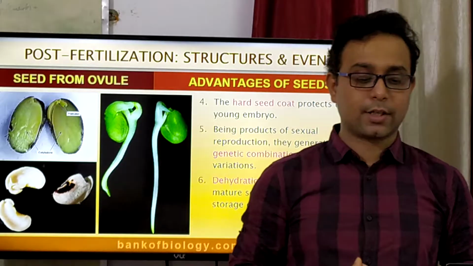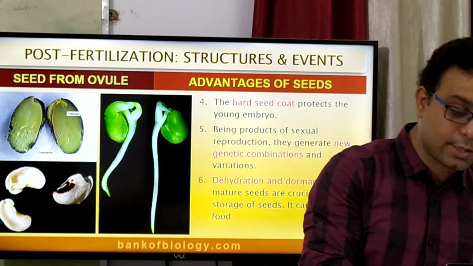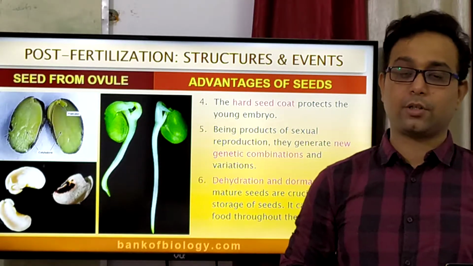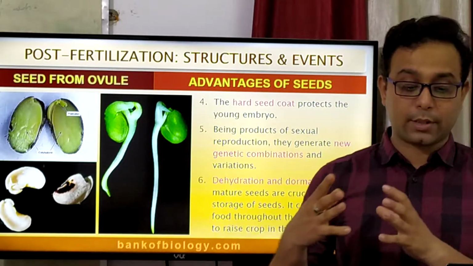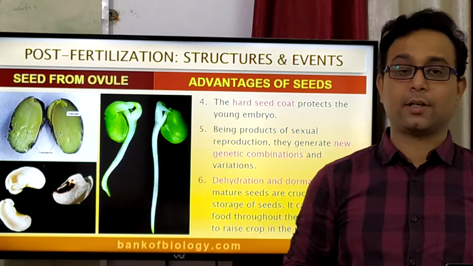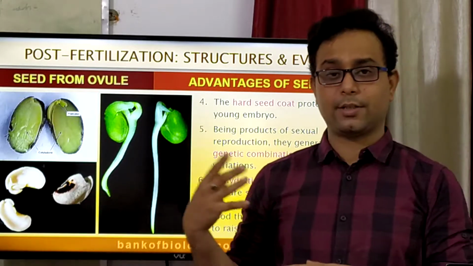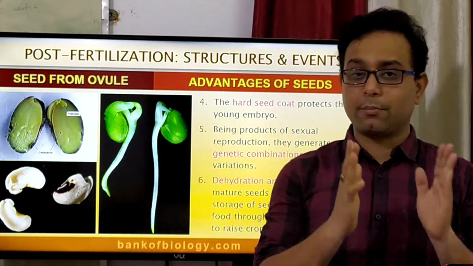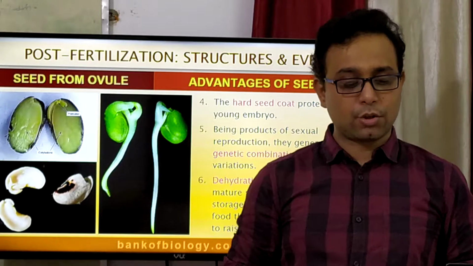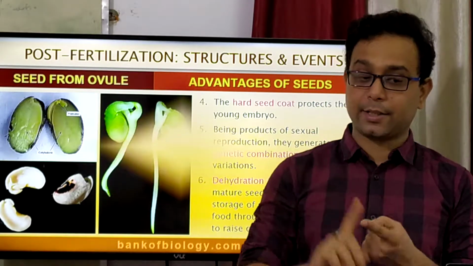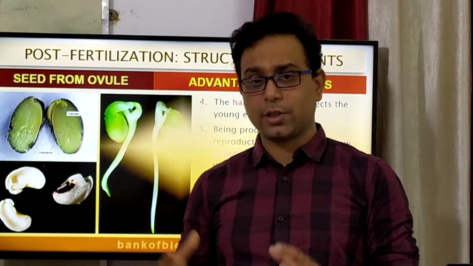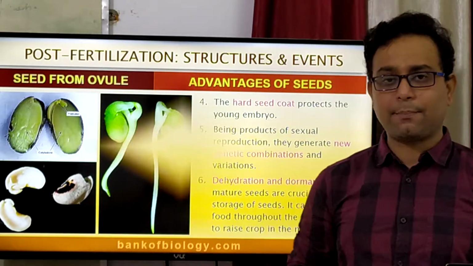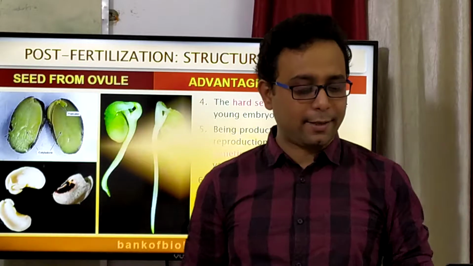So dehydration and dormancy of mature seeds are very crucial for the storage of seeds, and they can be used for food throughout the year, and also to raise a new crop in the next season due to their dormancy properties. So dormancy properties and genetic recombination in hard seed coats are very advantageous for the plant to continue its life, right?